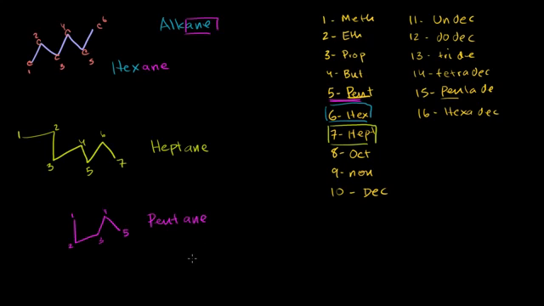So let me draw it. So it's 1, 2, 3, 4, 5 carbons, and it forms a ring. Let me make the drawing a little bit better. So it's really, I'm just drawing a pentagon, but notice this has 5 carbons on it. I could draw the carbons here. Carbon, carbon, carbon, carbon, carbon.